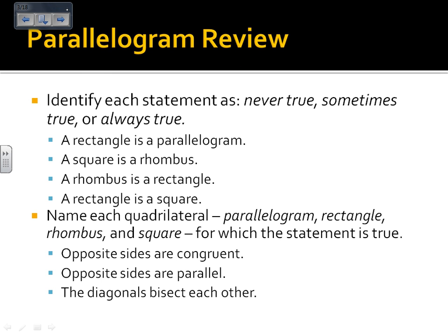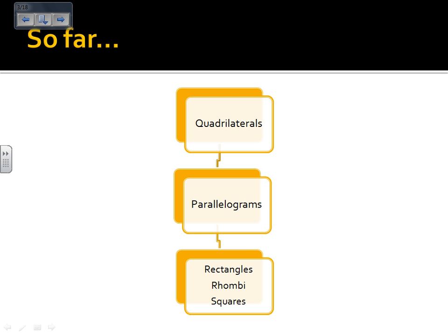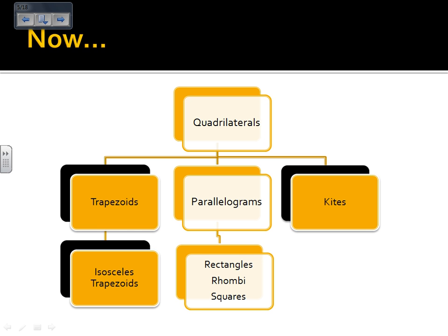Review real quickly. We just took a quiz on that, so I think we're good. So far, we've covered this much. We did quadrilaterals, we did parallelograms, and then underneath we had rectangles, rhombi, and squares. Now, today we're going to add the other wings. If you look on your flow chart, you've got the two sides off to each corner: the trapezoids, and then the special type, the isosceles trapezoids, and then the kites.